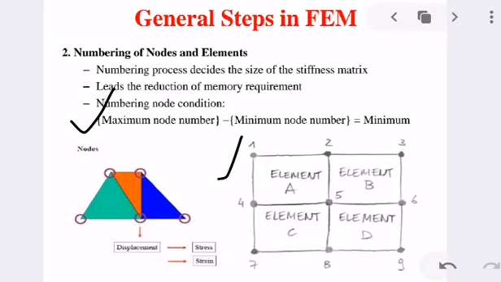Consider the right side figure. You can see element A, which has 4 nodes, and the maximum node number is 5 and the minimum node number is 1. So maximum node number minus minimum node number should be a minimum. This is how we will number the nodes and elements. The right side figure just shows a structure which is divided into 3 elements, and nodes are marked.